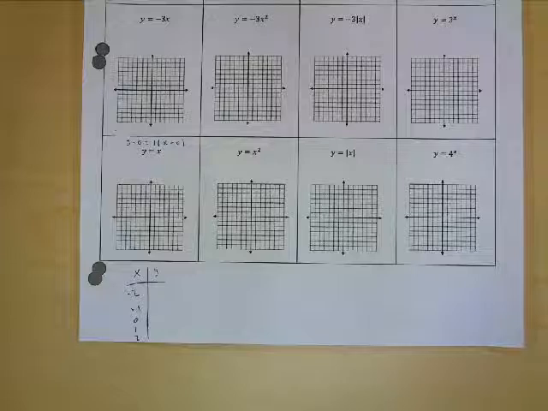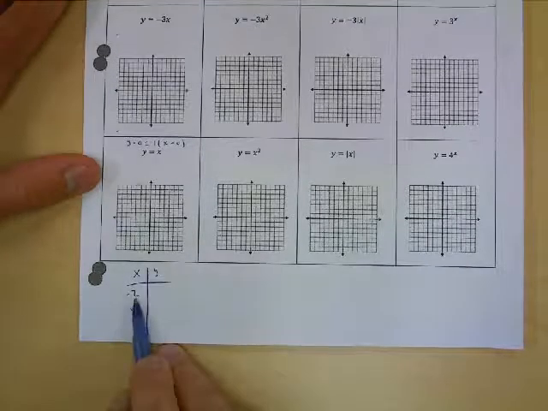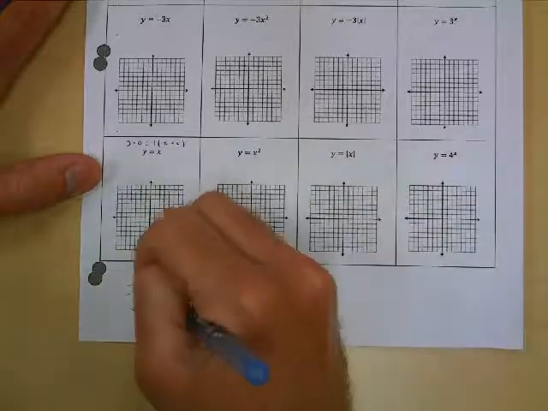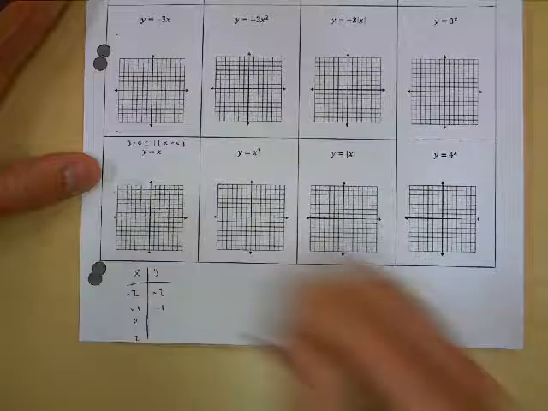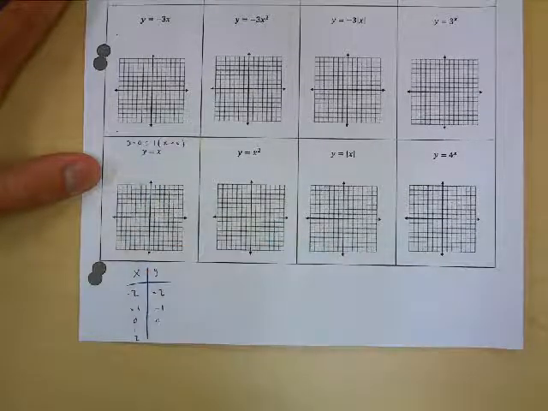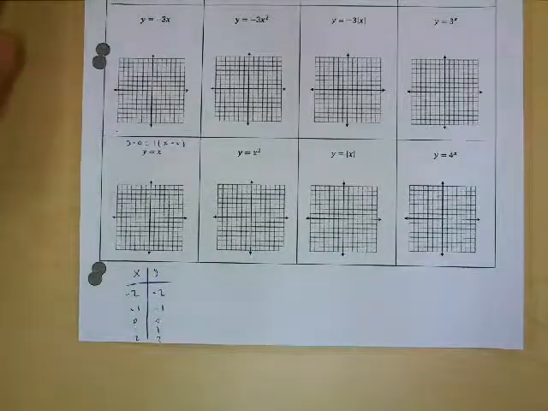Okay, so if I stick in those points, what corresponding y values do we get? Well, if I stick in x is -2, I get y equals -2. So when x is -2, y is -2. When x is -1, y is -1. When x is 0, y is 0. When x is 1, y is 1. When x is 2, y is 2. So those were pretty easy points to get.